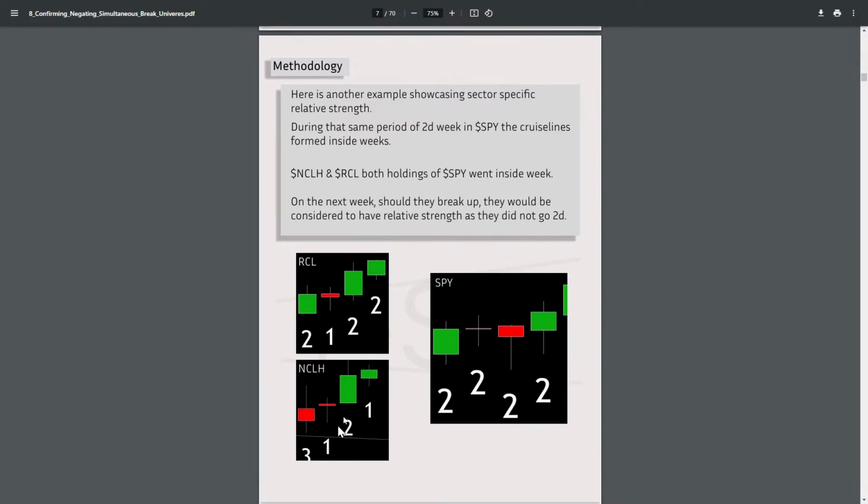So they were an inside week, and then SPY was a 2 down. So on the next week, should they break up, they would be considered to have relative strength, as they did not go 2 down, they stayed inside. They were strong enough not to take out the lows and become a 2 down, whereas SPY was weak and it took out the previous week's low and became a 2 down. So these two show relative strength to what SPY was doing.